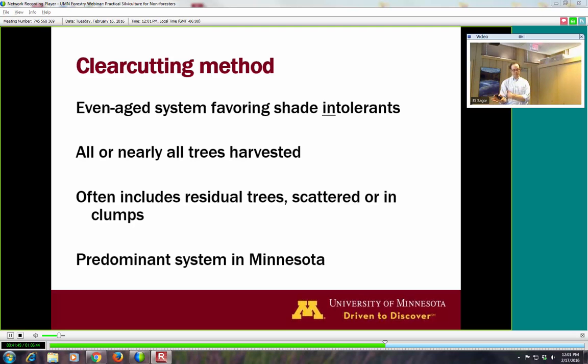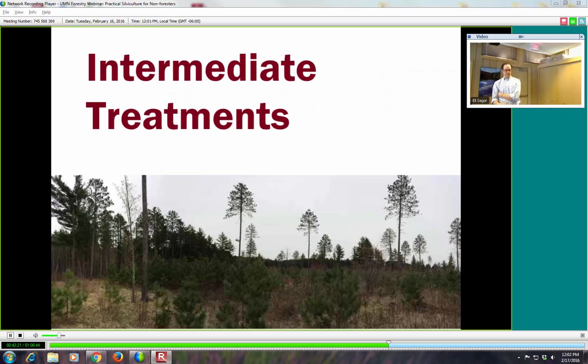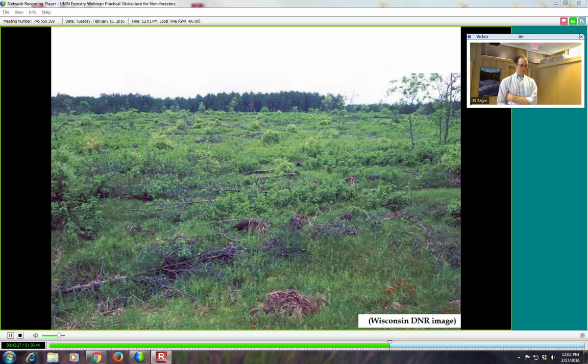In practical application, certainly here in Minnesota with the guidelines and concerns about wildlife and other things, it's very common to see residual trees left within a clear cut, sometimes scattered, sometimes clumped. And this is by far the predominant system in Minnesota. So clear cutting is applied far more frequently than any of the other systems that we've heard about. Most of us know what a clear cut looks like. Here's a picture again from Wisconsin. Oh, I guess I pulled out some pictures, but I didn't put them in. But again, we all know roughly what a clear cut looks like.